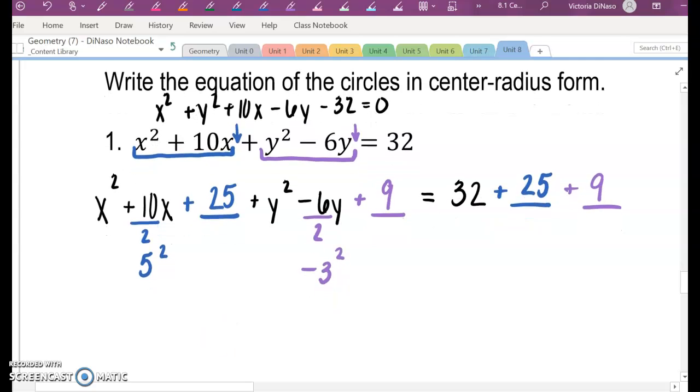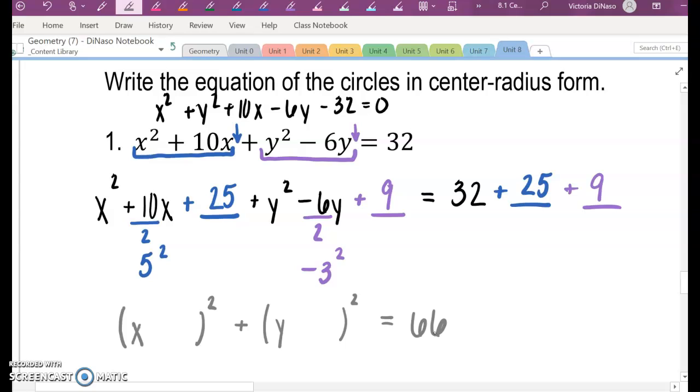So instead of completing the square on one variable, it's two variables. After that, you're going to have parentheses with an x squared plus parentheses with a y squared, and then we've got equals. You're going to combine 32 plus 25 plus 9 to get 66.